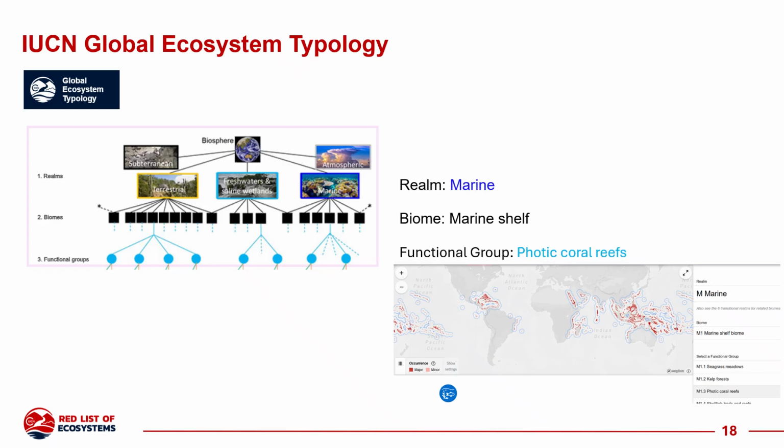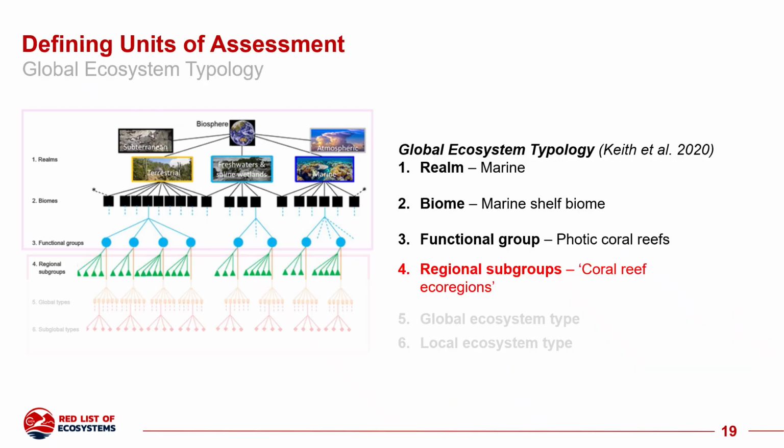Next, we must define the units of assessment, the spatial areas within which you'll evaluate ecosystem risk. To achieve this, photic coral reefs need to be disaggregated to level 4 of the typology, regional subgroups. These subgroups represent compositionally distinctive geographic variants that occupy different areas within the distribution of a functional group. Using the global ecosystem typology in this way ensures that the regional assessment fits within a consistent global structure, while still being tailored to the specificities of each region.